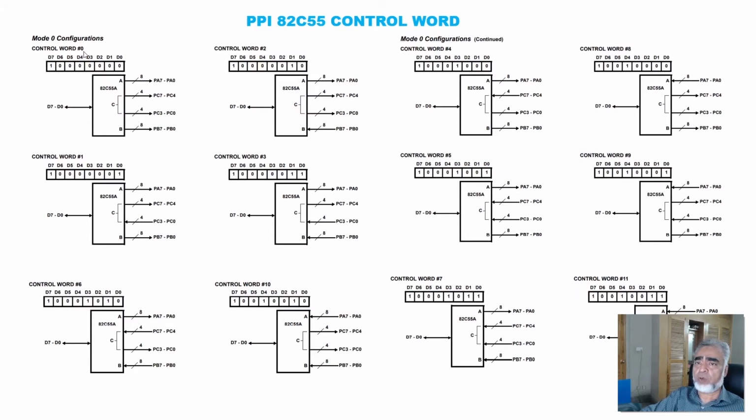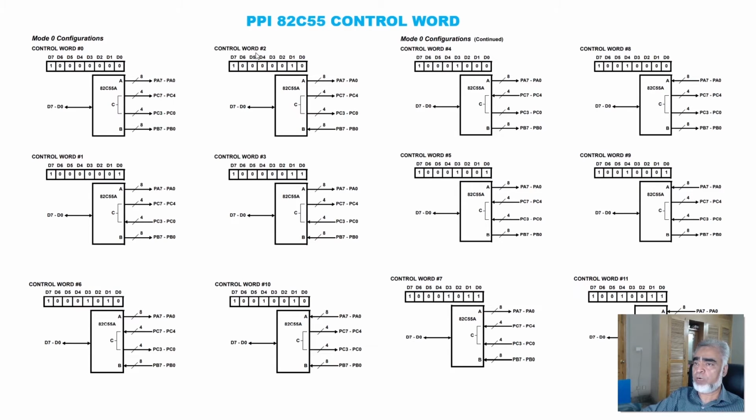Here we can find the control word 0 because to activate the device we have to set the bit D7 as 1. So the control word will be 80. In this case we have the control word that is 82. For control word 80 all three ports will be output. That is port A will be output, port B will be output, port C lower will be output and port C upper will be output.